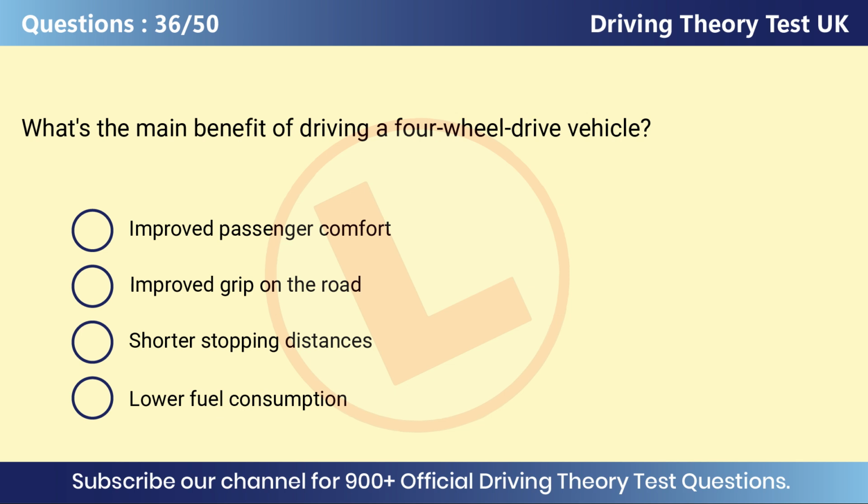Question 36, what's the main benefit of driving a four-wheel drive vehicle? A. Improved passenger comfort. B. Improved grip on the road. C. Shorter stopping distances. D. Lower fuel consumption.